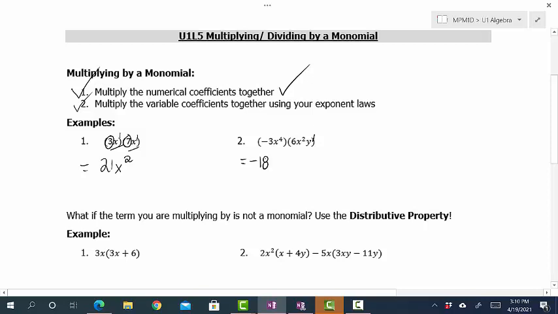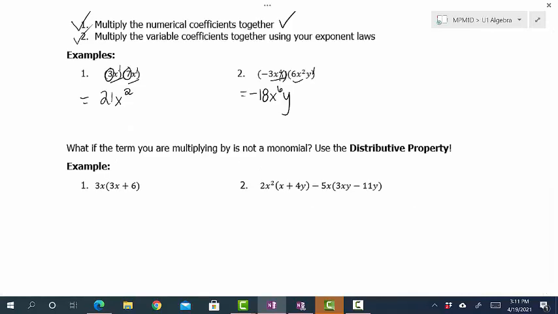And now multiply the variable coefficients together. We can only use exponent laws when the variables have the same base, remember. So we can multiply x to the power of 4 times x to the power of 2. So how do we do that? We use our product rule. We keep our base and we add our exponents. So 4 plus 2 is 6. The y doesn't have anything to multiply it with, so we just keep the y there. Think of it as y times 1, which is just y. So there's your final answer.